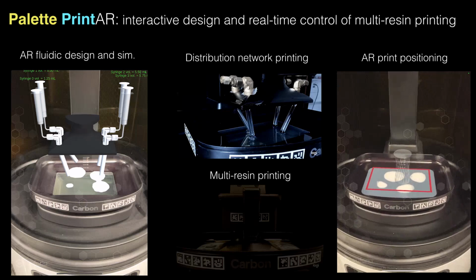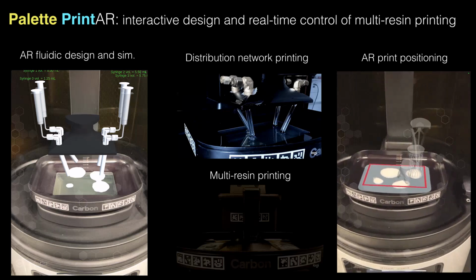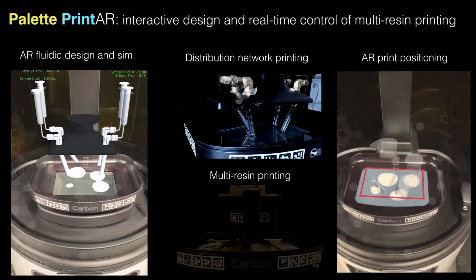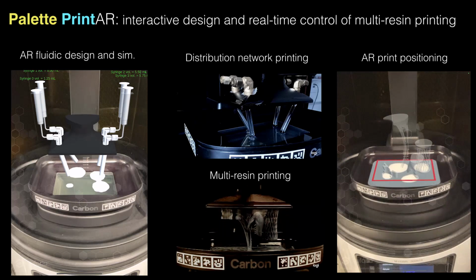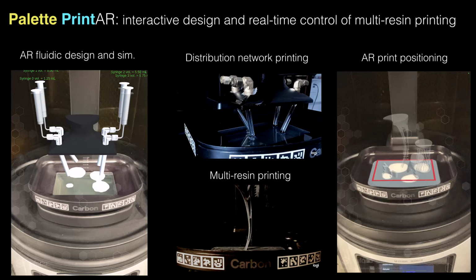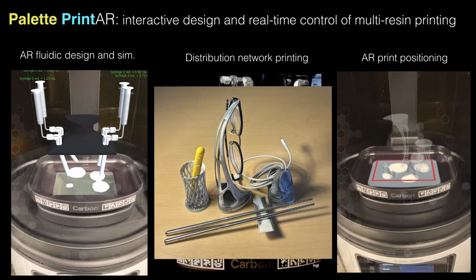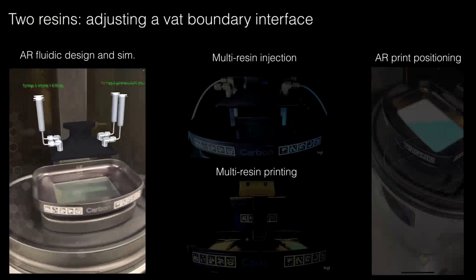In this case, we print a distributor network which injects material. The user can then use AR to position objects in the printer for subsequent multicolor resin 3D printing. This ultimately produces objects with rich color material textures not possible with other methods.